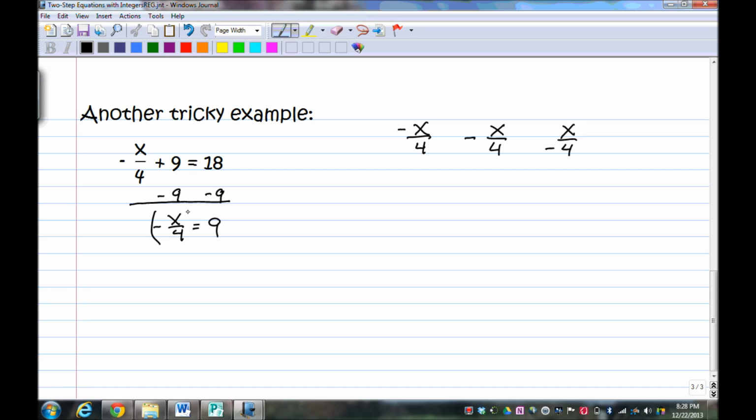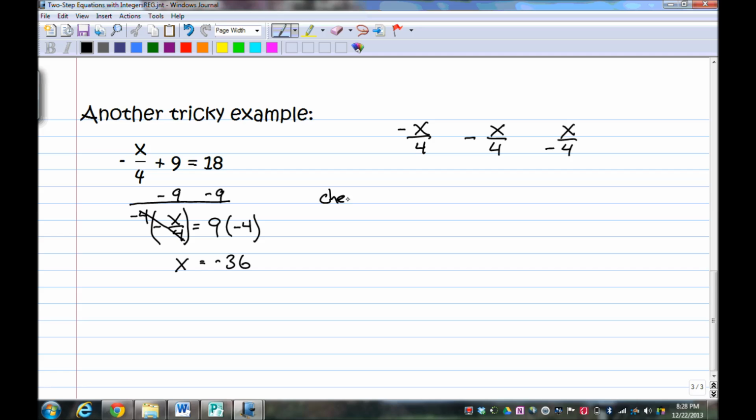Remember, I want to get rid of the 4. So I'm going to say, multiplied by negative 4 on both sides. I guess I shouldn't have said negative 2, I want to get rid of that negative also, or as well. So now they cancel, leaving just x. And 9, a positive 9 times negative 4 gives me a negative 36.